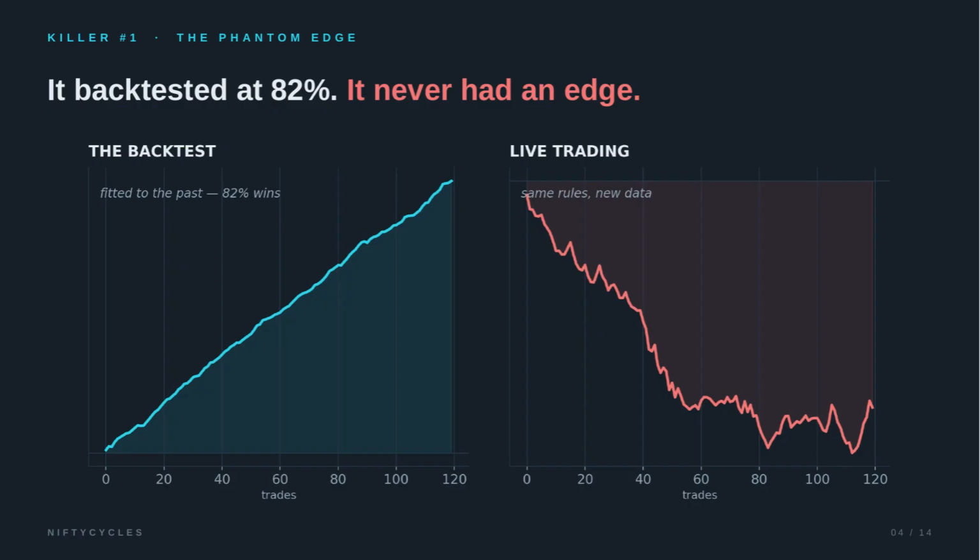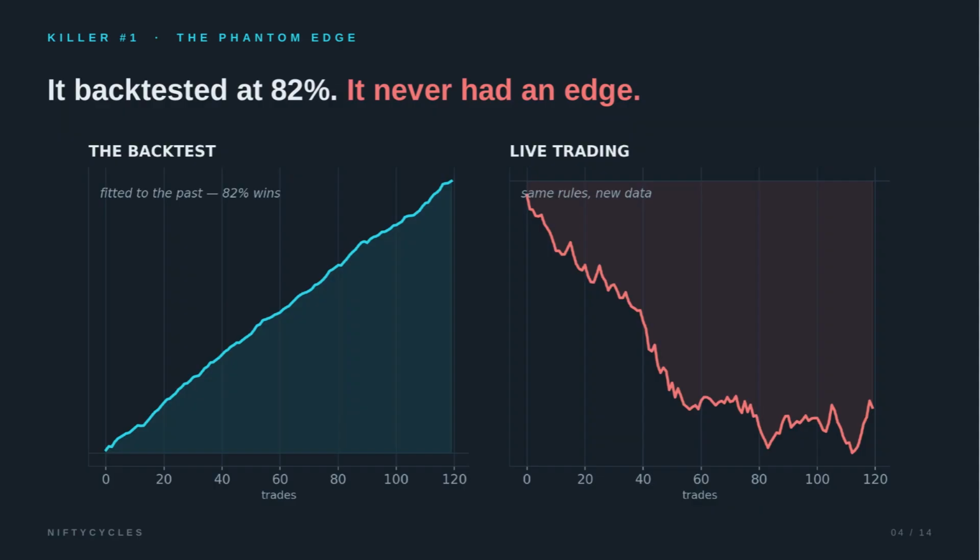Take MERIDIAN's entire price history and start hunting. Sooner or later, you'll find something. Buy on Tuesdays, after 2 red days, when volume dropped. Look, 82% winners. Here's the problem. Torture data long enough, and it confesses to anything. That left chart is the confession, a rule fitted perfectly to the past. The right chart is the trial. Same rules, new data. The mirage evaporates in weeks.